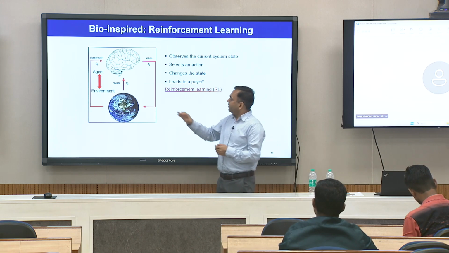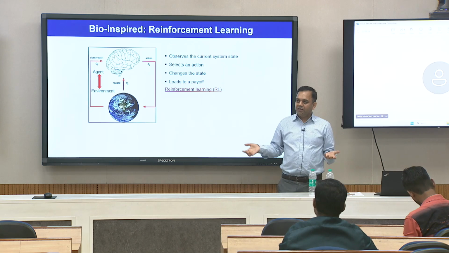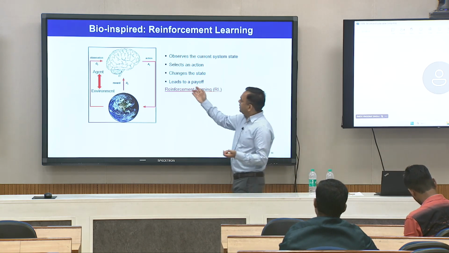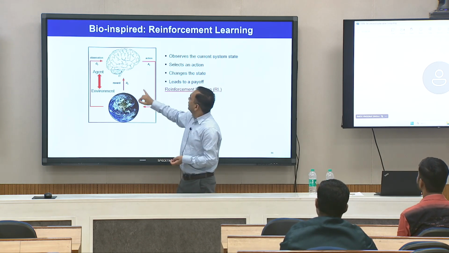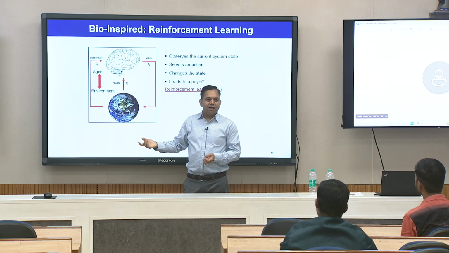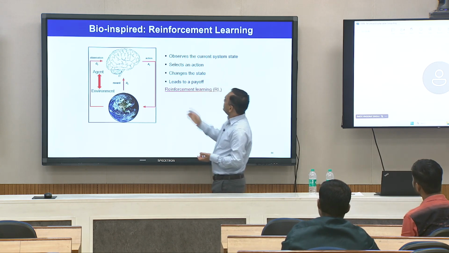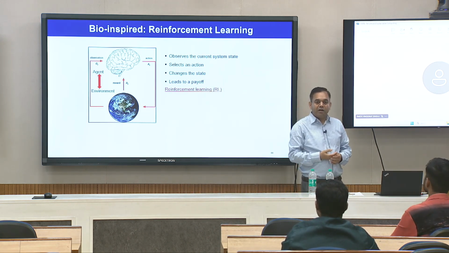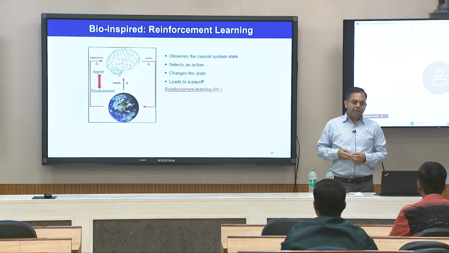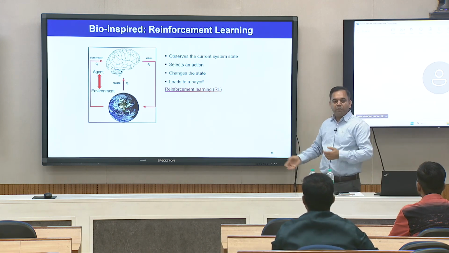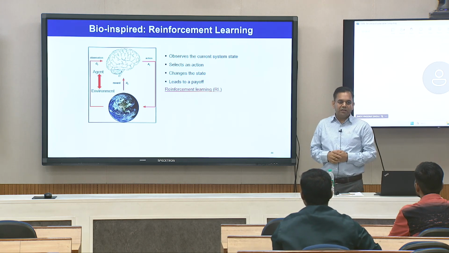And if the state changes, it will lead to something good or something bad. If it leads to something bad, it can observe the state again and may select a different action, until it gets something more useful. So this is how reinforcement learning works. It keeps trying until it finds a better design point, or a better system state in which it wants to be.